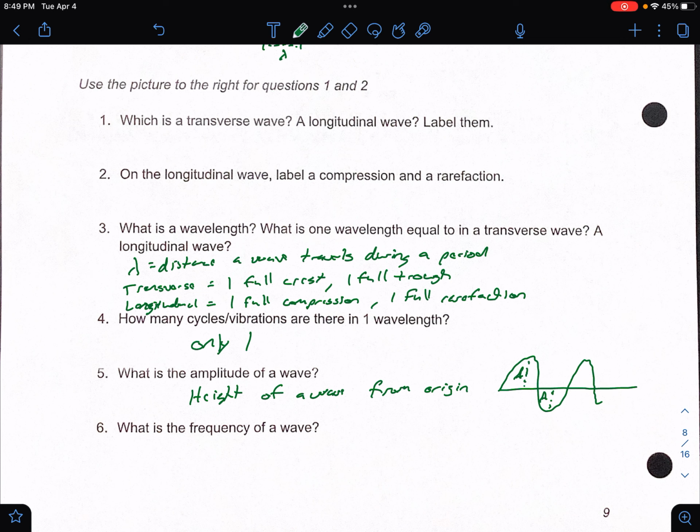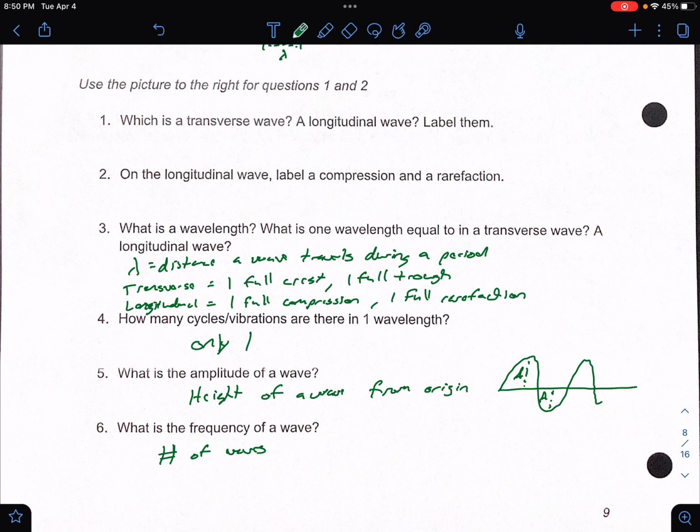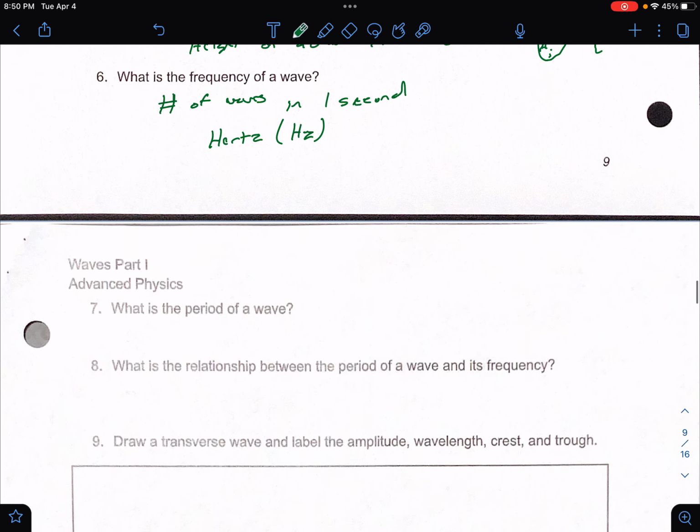Now frequency, that is the number of waves in 1 second. Okay, so the unit for frequency is called hertz, and it's abbreviated Hz. Okay, and we'll use that a lot more in the upcoming problems.